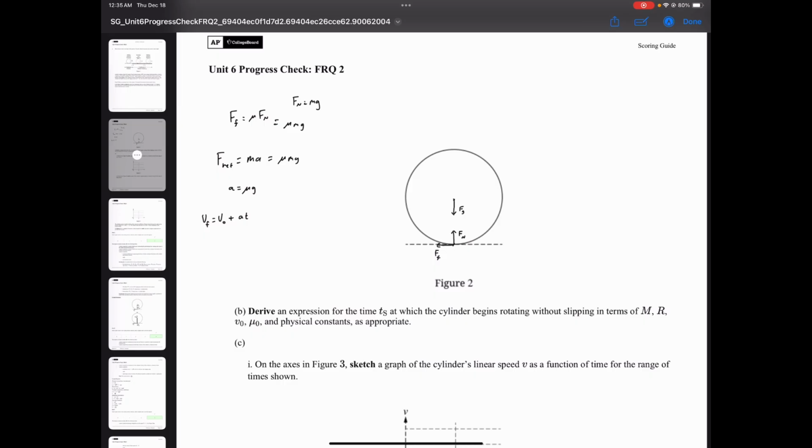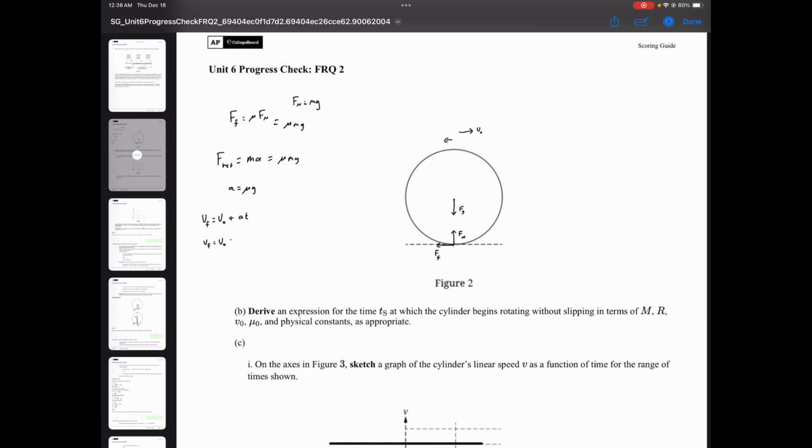All right. And I know that a is equal to mu times g. So I'm going to rewrite this as Vf is equal to V naught. So this part is important. Understanding that the acceleration, I wrote everything in terms of the magnitudes, right? But this object is moving to the right. Its initial velocity is moving to the right, but it's going to be decelerating, right? Because the friction force is pushing it to the left.